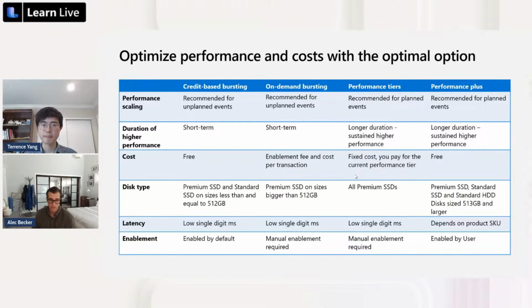And then finally, how you enable all these products. Credit-based bursting comes for free and is enabled by default. So there's no work you need to do to get that working. For on-demand bursting, since there is a cost associated with using it, we do require a manual enablement. With performance tier, again, because it changes cost, we require a manual enablement. And for Performance Plus, currently we do require a manual enablement for now.